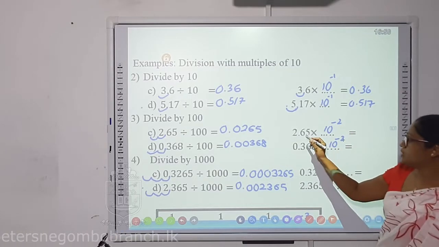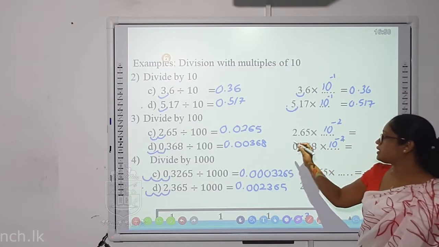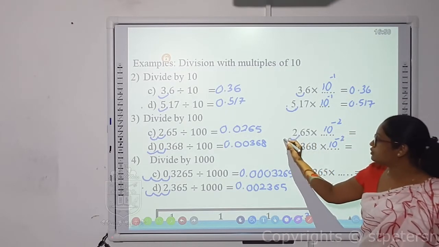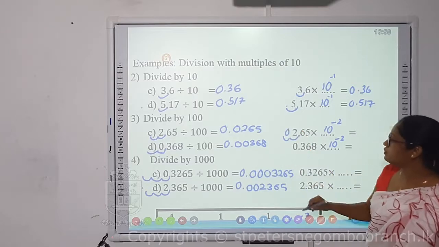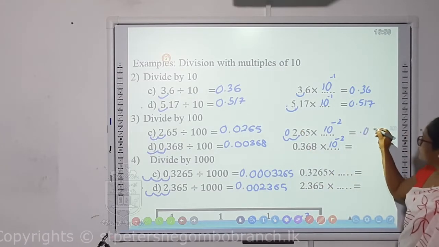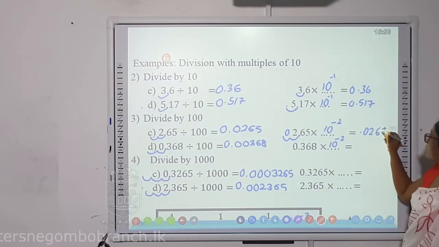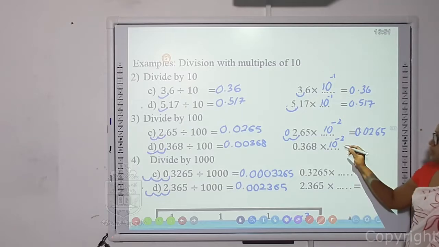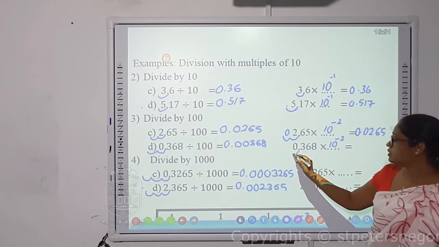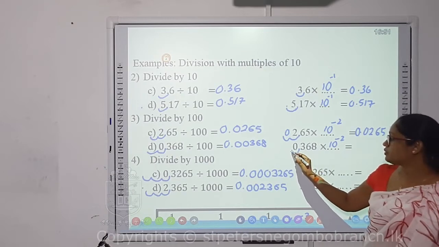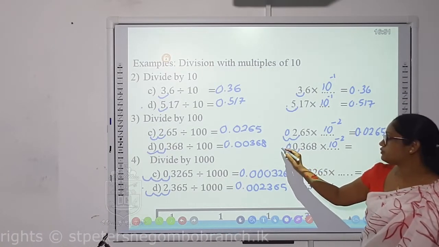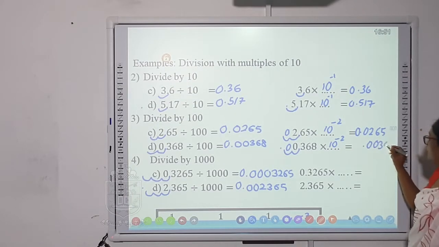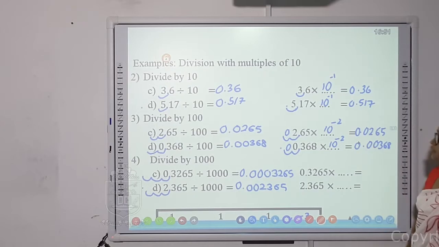Now minus says what? Shift the decimal place to the left hand side. The 2 says by how many places? So 1, 2. For the blank you can put 0. So the answer is 0.0265. Here also the same, shift this by how many places? 2 places. So 1, 2, we should put 0 for the blank. So the answer is 0.003680.